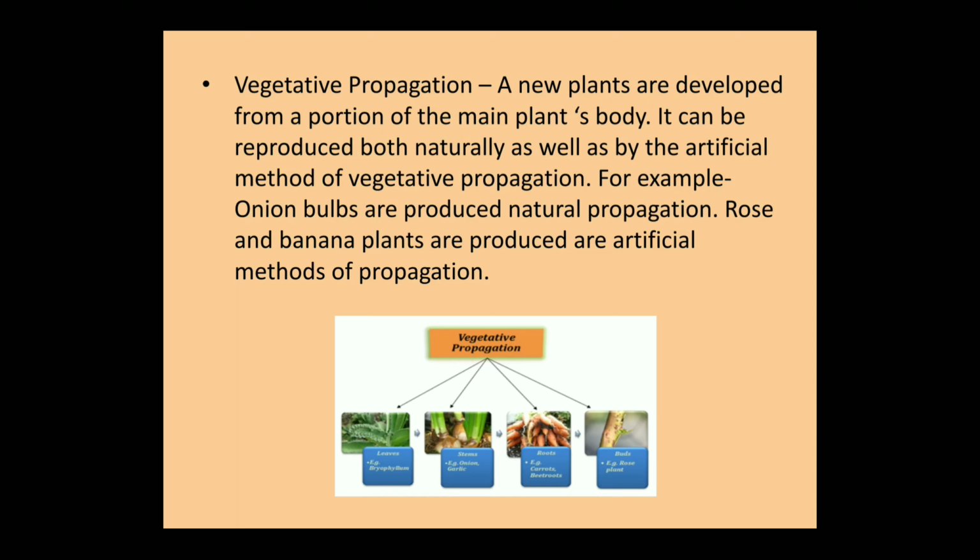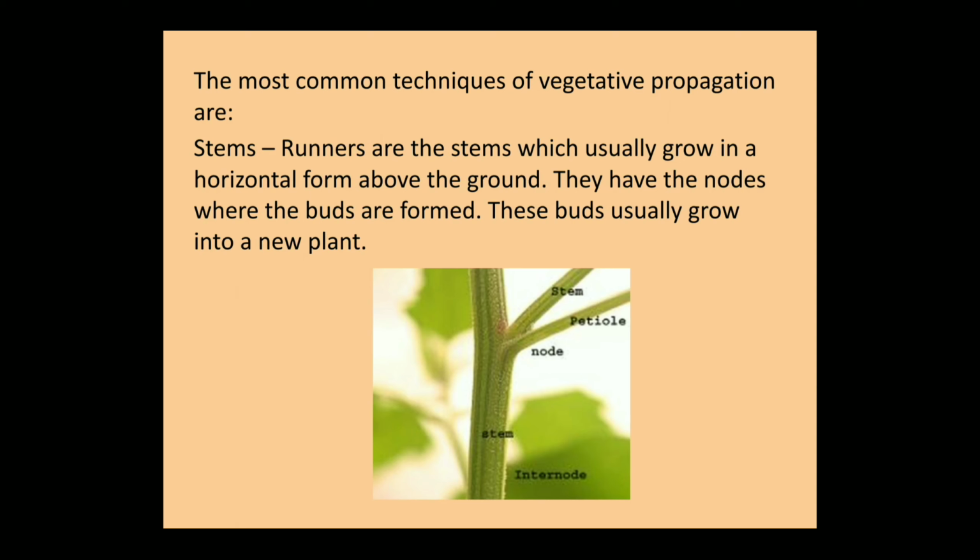In vegetative propagation, new plants are developed from a portion of the main plant's body. It can be reproduced both naturally as well as by the artificial method of vegetative propagation. For example, onion bulbs are reproduced by natural propagation. Rose and banana plants are produced by artificial methods of propagation. The most common techniques of vegetative propagation are stems.